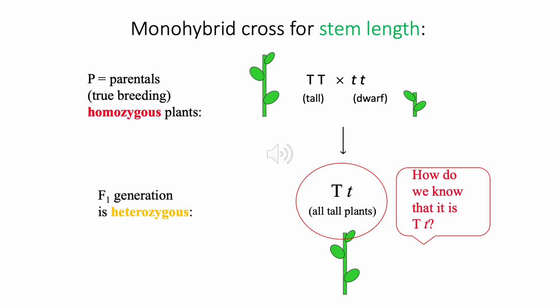So the F1 generation is heterozygous. The genotype is all capital letter T and lowercase letter t, and the phenotype is all tall plants.